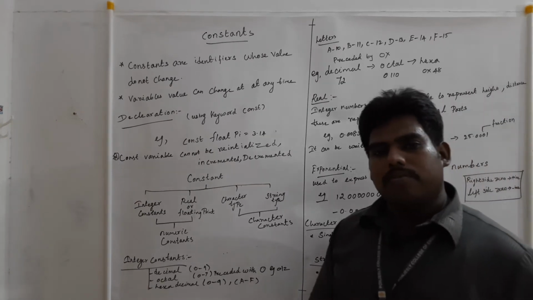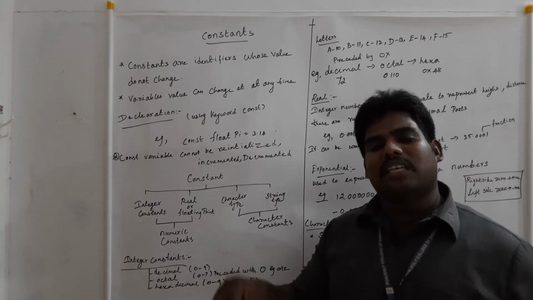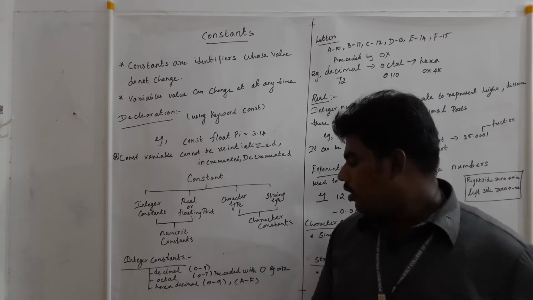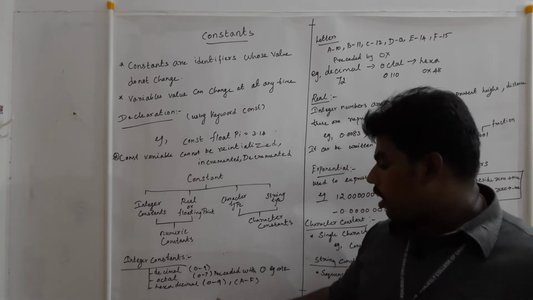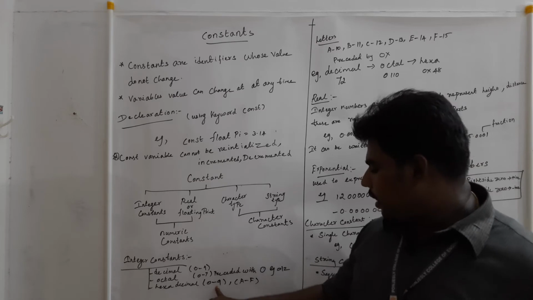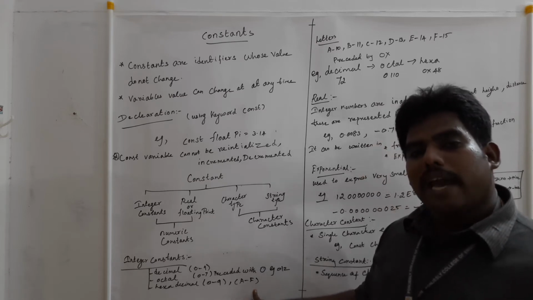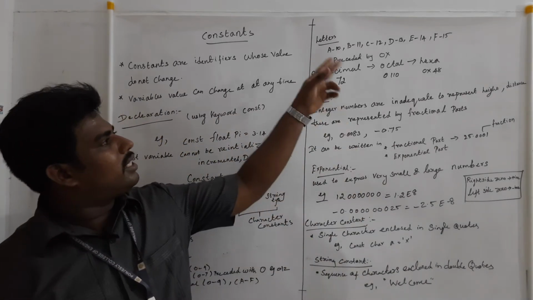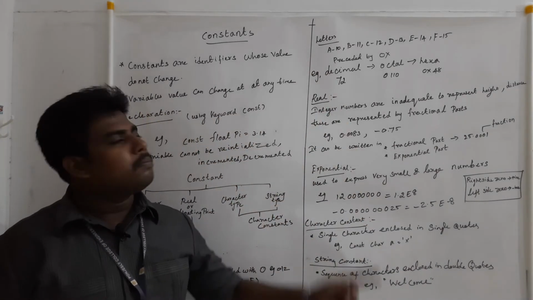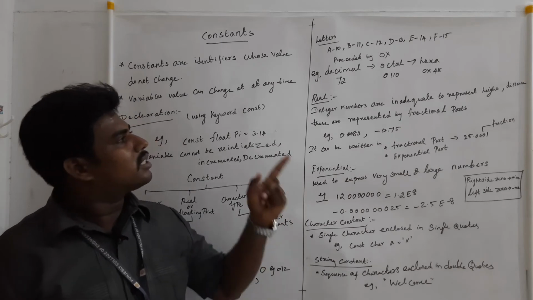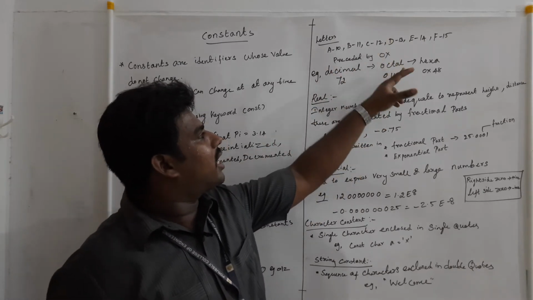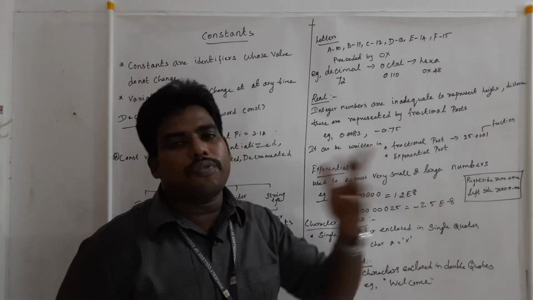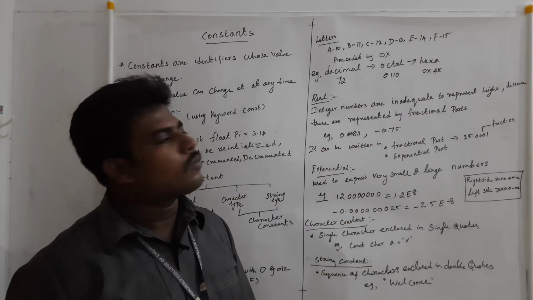Similarly, hexadecimal. Hexadecimal means 16. Hexadecimal is a combination of 0 to 9, that is digits, and capital characters A to F. Here A represents 10 and B represents 11, C 12, capital D 13, capital E 14 and F 15. So 0 to 15 is hexadecimal. All of you got it?